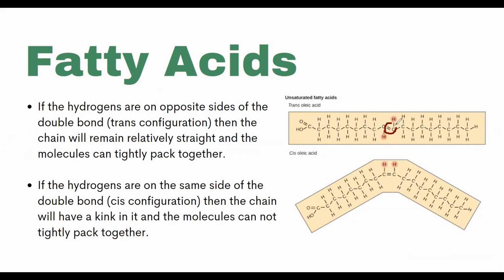This is where our double bond can be found. When the hydrogens are on opposite sides of the double bond, the chain will remain relatively straight and the molecules can tightly pack together.